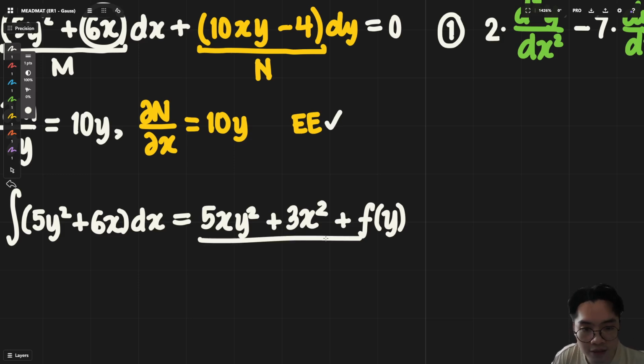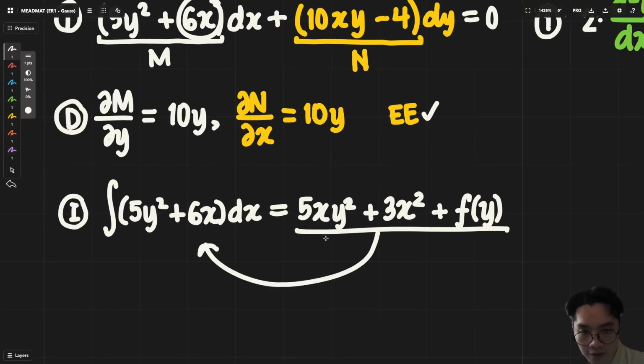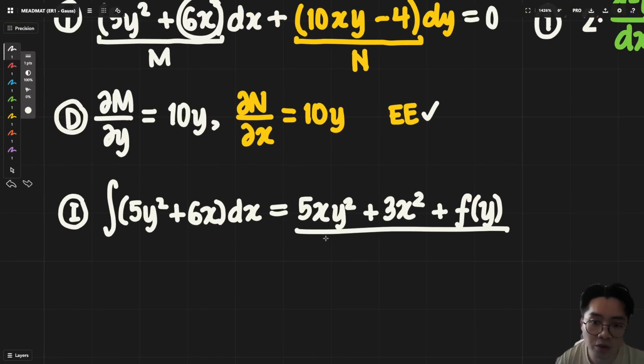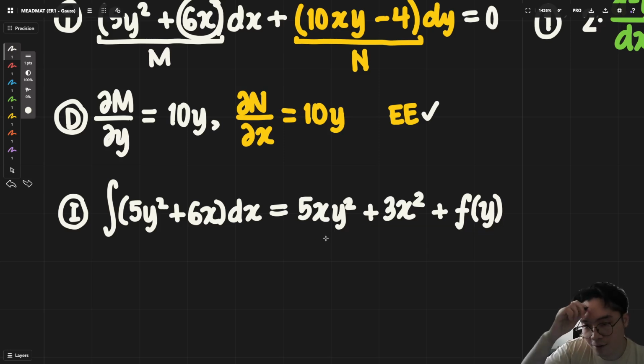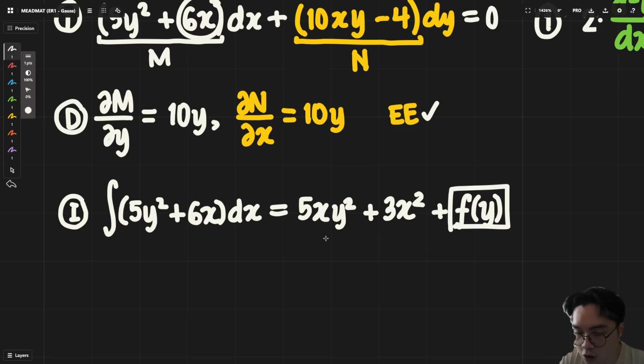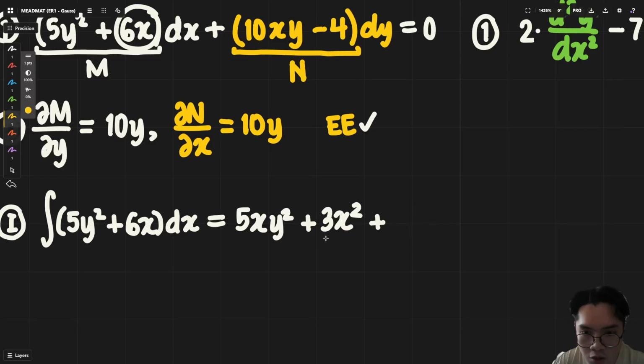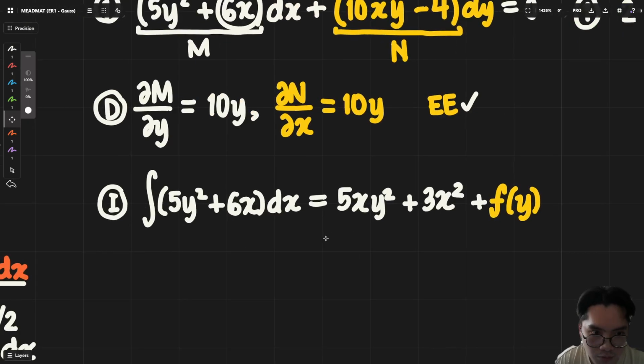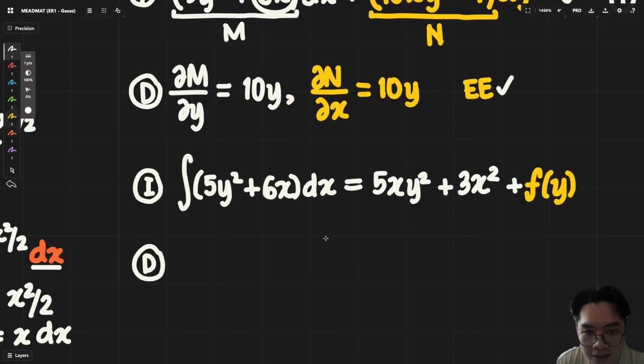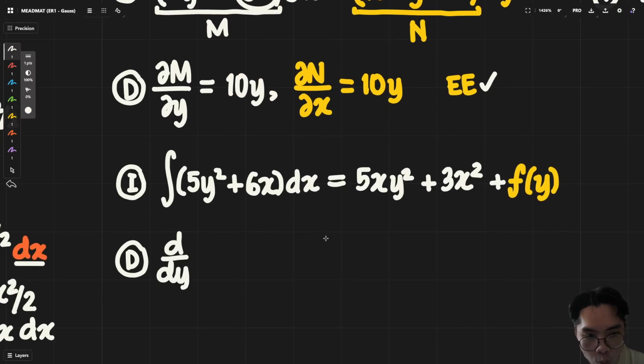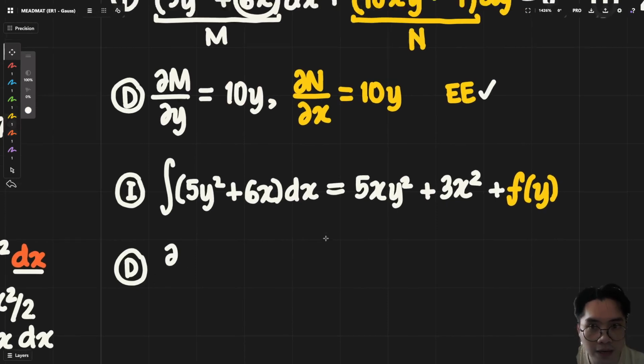How can we check if this answer is correct? By deriving it with respect to x. What you're supposed to be able to see is that if you derive any function of y with respect to x, it will just get cancelled because it is not, by definition, a function of x. So this is the way forward for us to account for any quote-unquote excess terms. Now that we have integrated, we will now try and derive it with respect to y this time.